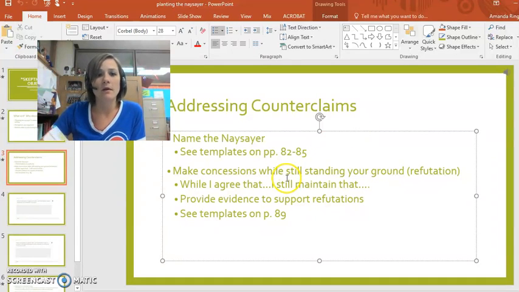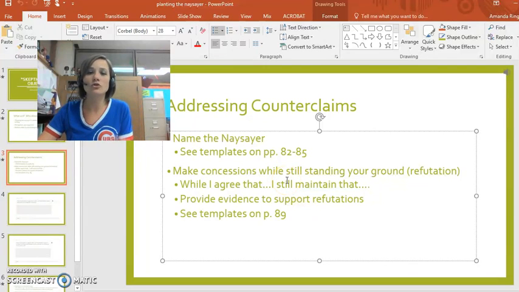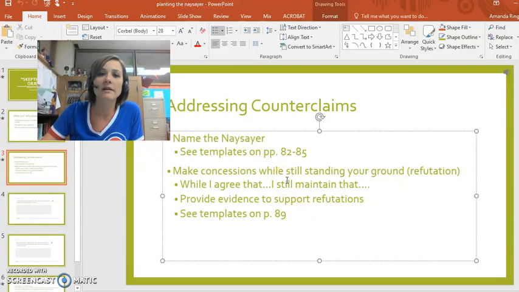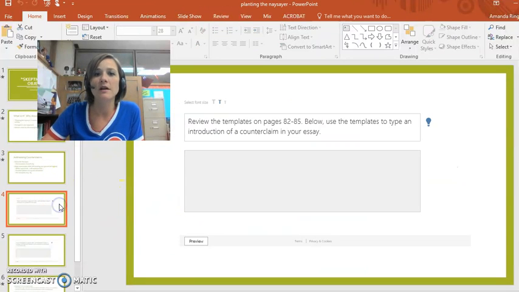Alright, so at this point you're going to want to go to Office Mix, click on the table of contents tab and go directly to slide 4 and then to the next slide, slide 5. So there are 2 questions here for you to answer. The first is going to ask you to look back at the templates on pages 82 through 85 and use the templates to type an introduction to a counterclaim in your essay.